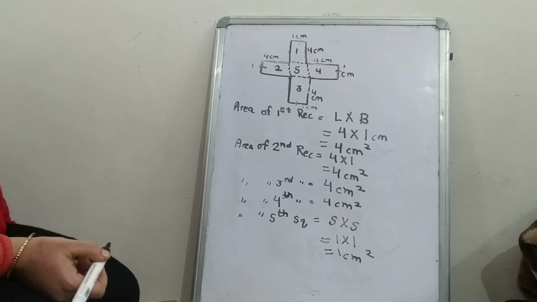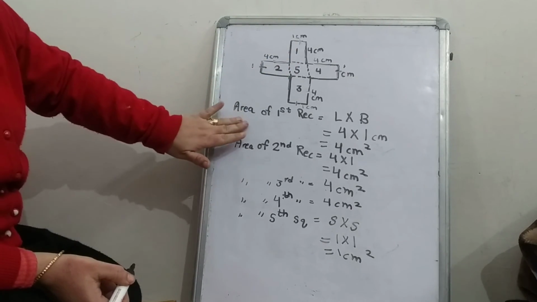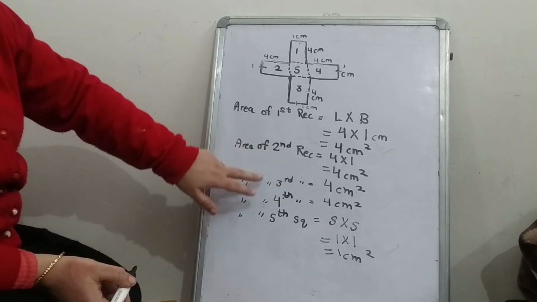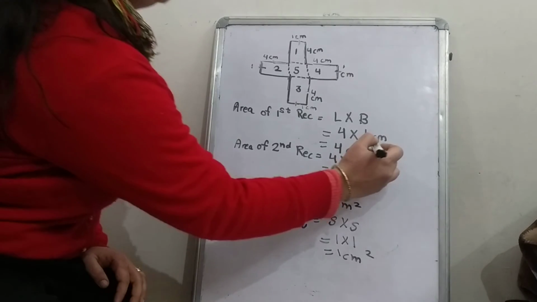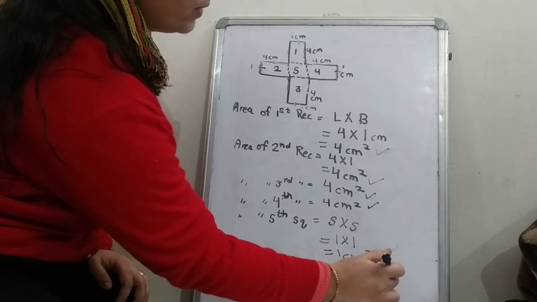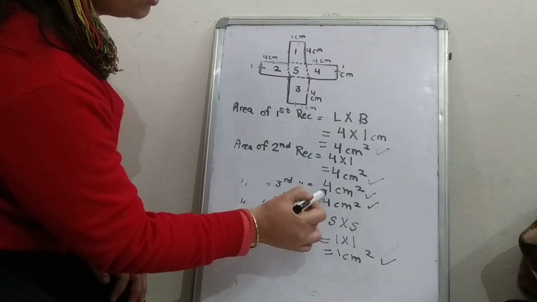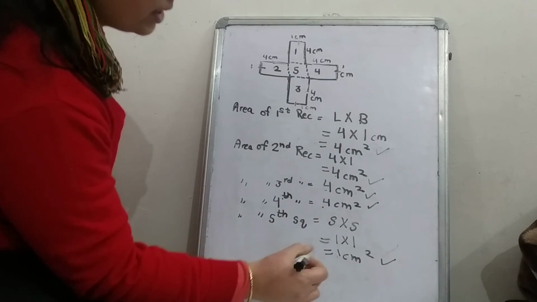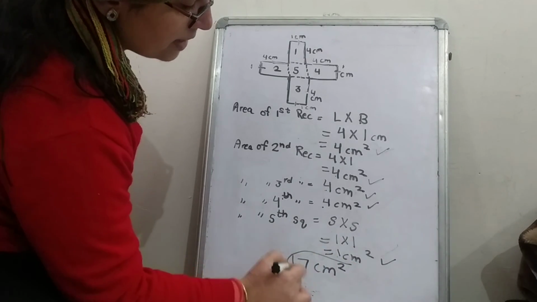Now if we have to find the area of the complete figure, what do we have to do? Area of first rectangle plus second plus third plus fourth rectangle plus 5th square. We have to add all of these: 1, 2, 3, 4 and 5. It will be 4 plus 4, 8, 12, 16 and 1, 17 centimeter square. This is our answer.